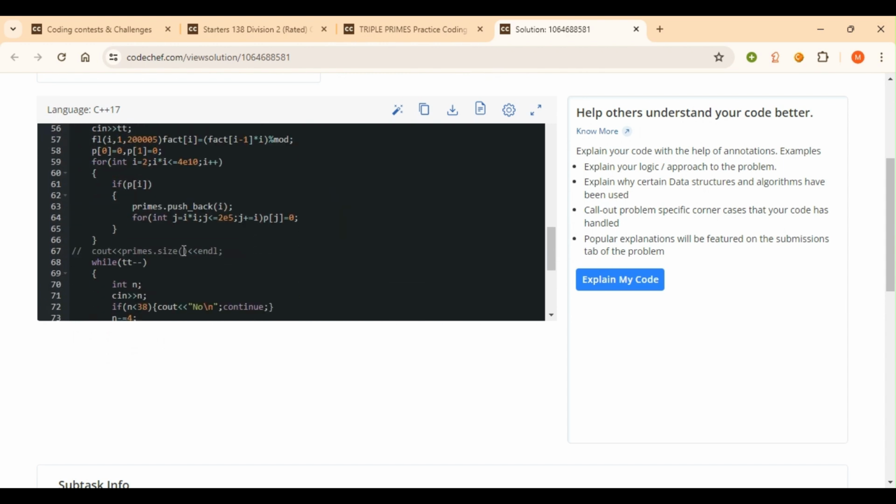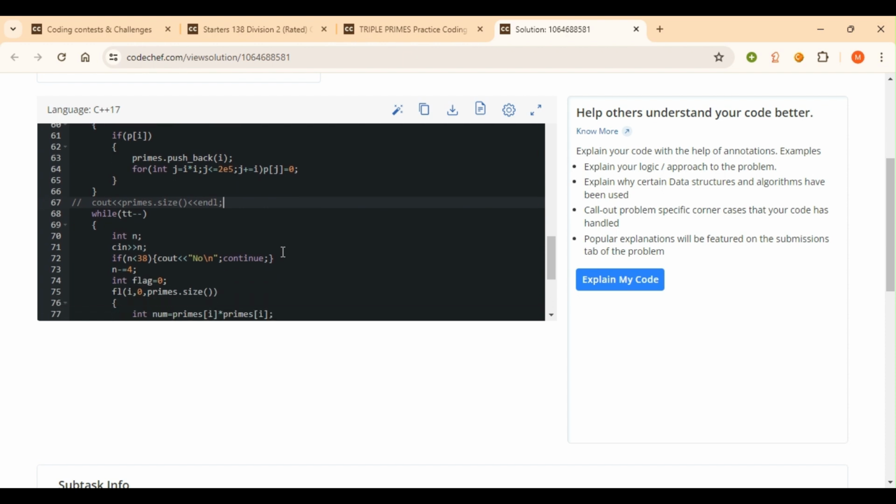As you can see, I think I have explained up till here. I am marking all those integers which are prime in this p of I. So if this p of I is 1, it will be marked as a prime number, and thus we will be pushing it into the primes vector.